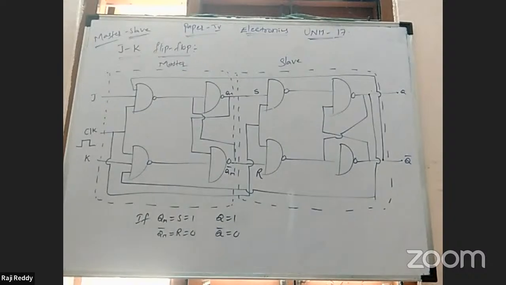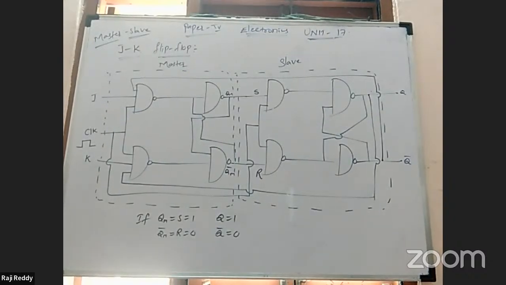Similarly, you can interchange. QM is equal to S is equal to 0, QM bar is equal to R is equal to 1. Then the output of the slave gate will interchange. Instead of set, we will get a reset condition. 1 0 is a set condition, 0 1 is a reset condition. During the positive pulse triggering in the master slave, there is no change in the Q and Q bar value. Only when the slave clock pulse is affected can the output value change. Okay? That condition is given in the truth table form.